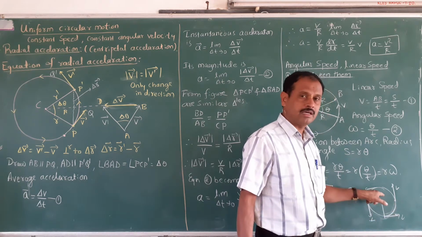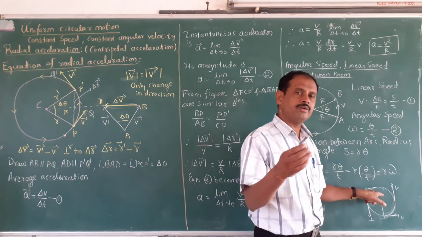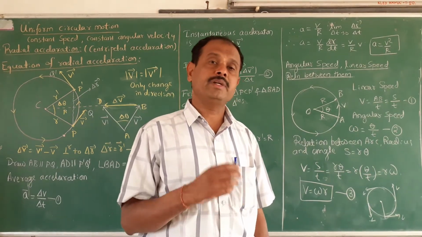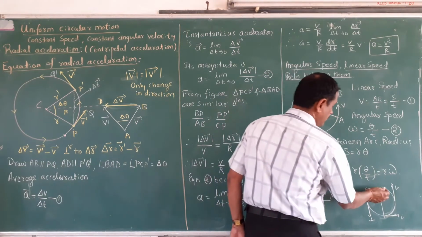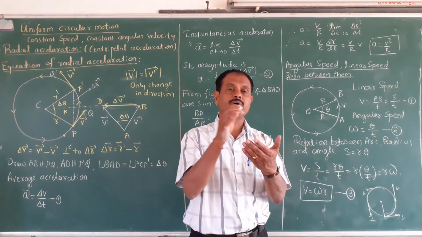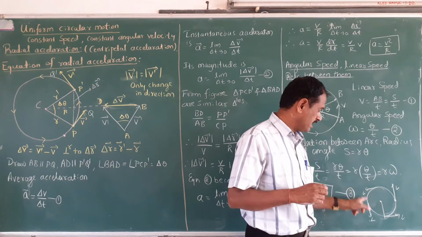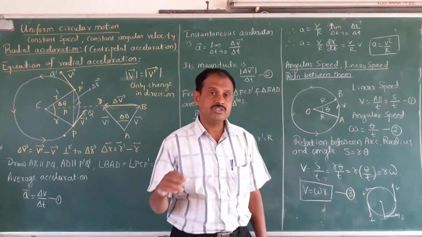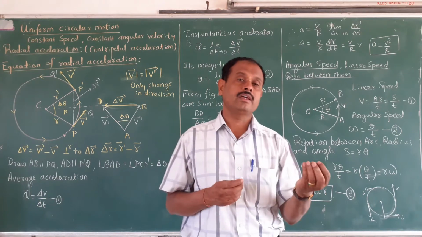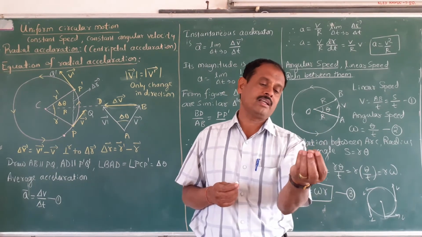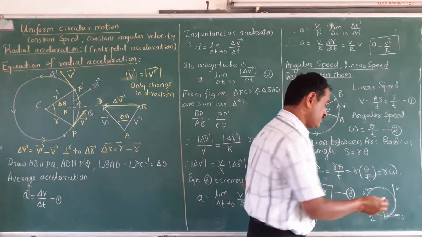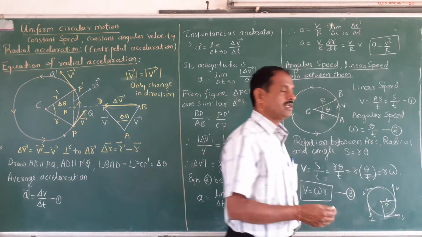The velocity of the particle has the same constant magnitude anywhere; its speed is constant. Not only the linear speed, but also the angular speed is constant. But the linear velocity changes direction at each and every point: in this direction, then this direction, then this direction. Due to the change in the direction of the velocity, there is an acceleration produced in the particle, which is always towards the center of the circular path.